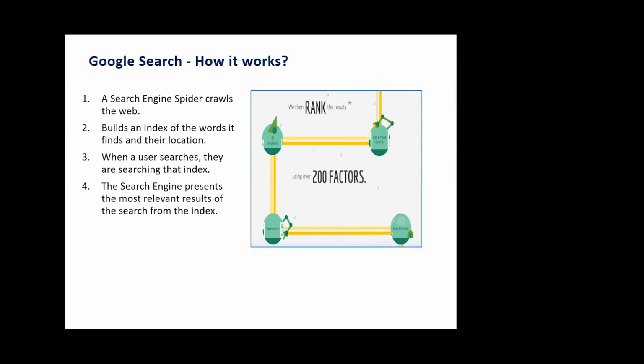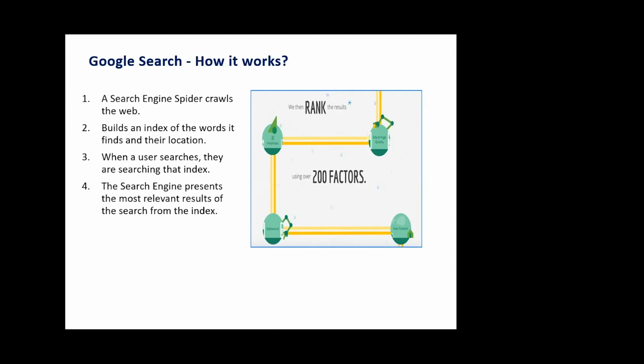Again, you don't necessarily need to get too worried about the lingo here, but it sends out what's called a search engine spider, which is basically a piece of technology or an AI, and that crawls the internet. It builds an index of the words that it finds and their location. So when a user searches Google, they're in fact searching that index. The search engine presents the most relevant results of the search from the index.